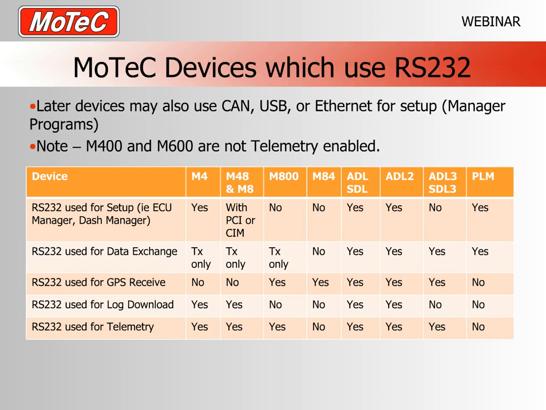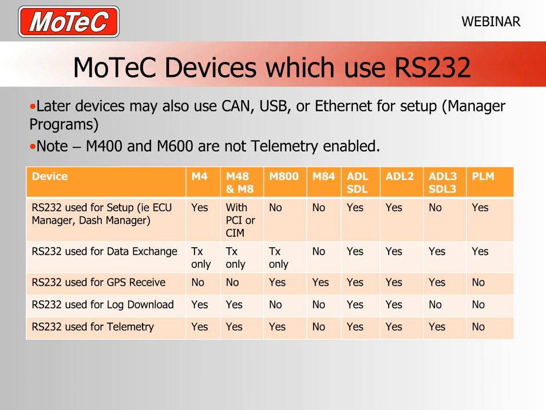The other device that must use RS232 for setup is our PLM device, which is our professional lambda meter, and that's the only way you can set that device up. One device I didn't list here is our LTC, which is our later lambda to CAN device, and by its very name we can tell that it uses CAN as its data transmission, and you can't use RS232 on an LTC.